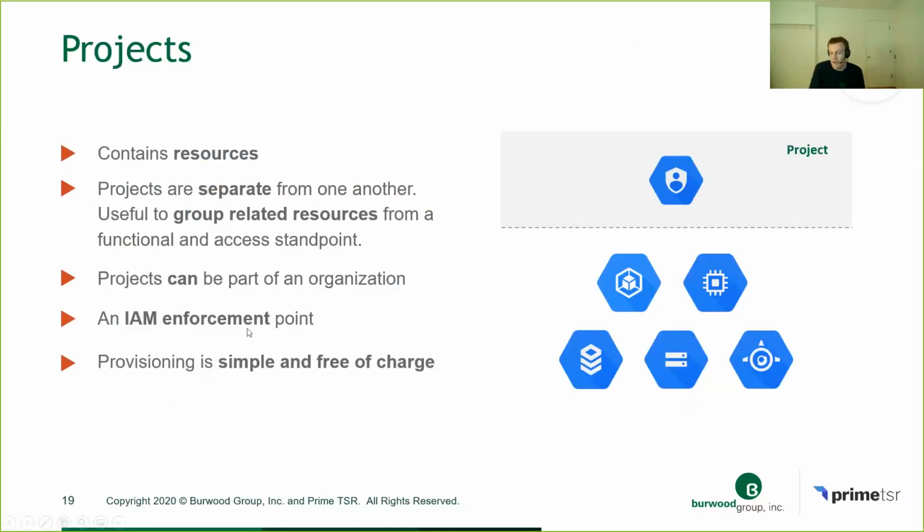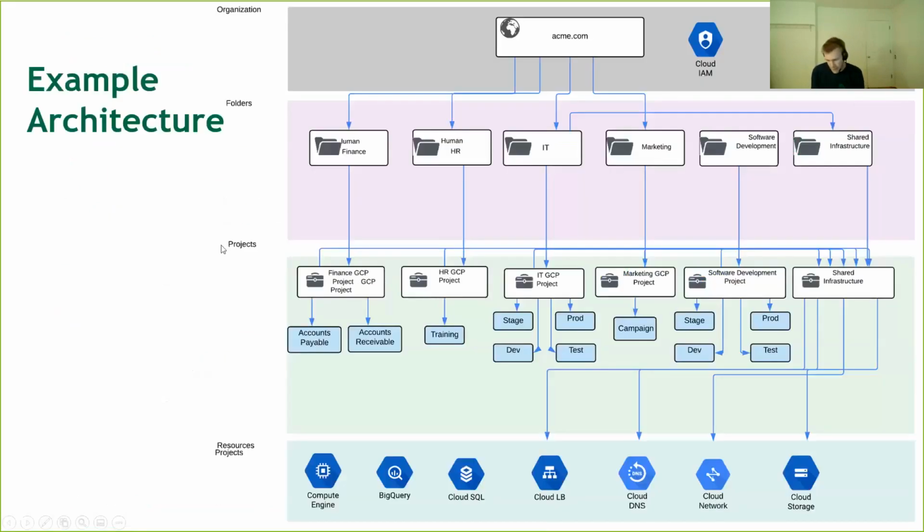So you can provide specified permissions at the project level very easily as well. You can get more granular than that, but a pretty typical approach is managing permissions at the project level. Projects are easy to provision, and they're free of charge. We'll talk more about how to provision them through automation a little bit later on.